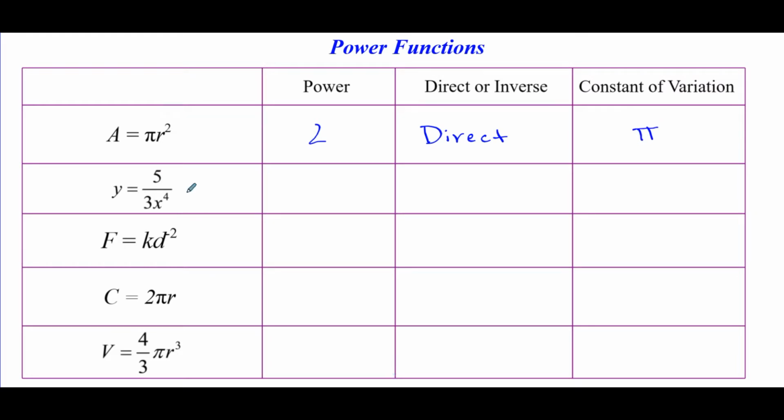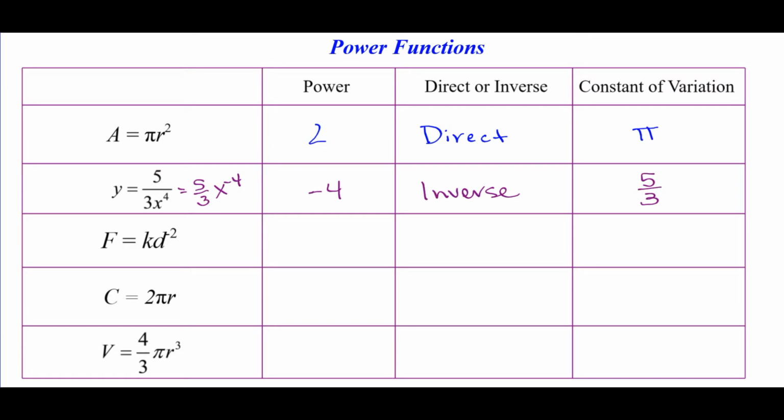In the next example, I'm going to rewrite this as 5/3 x to the negative 4. So when you're pulling the power, you need to make sure that it's written in the form y equals k times x to the exponent. So my power is going to be negative 4, which makes this inverse variation. And then my constant of variation is the 5/3.